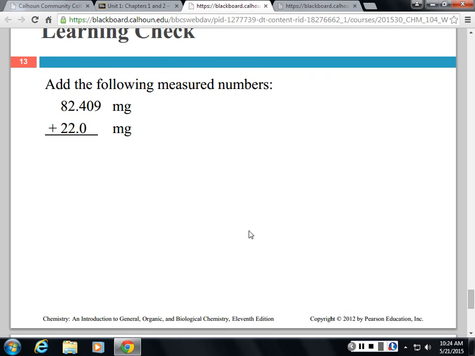82.409. Okay, you can stop me anytime and do this in your calculator. 22.0. More than likely, a lot of times students do the problem correctly, but they don't report it correctly. So you're going to add these two up, see what you get in your calculator.